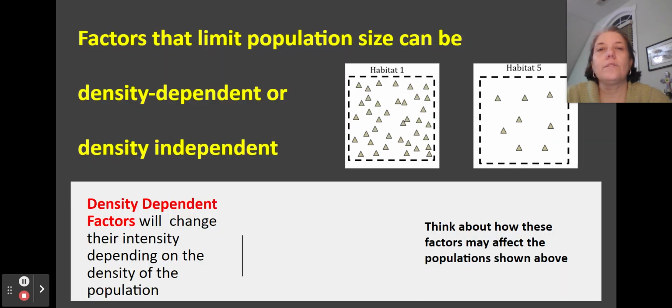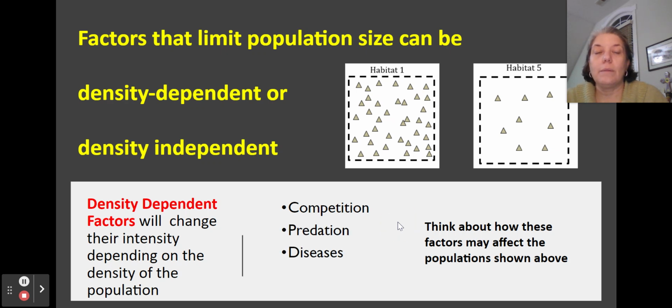Okay, we're going to look at some factors that limit the population size. So we know how we can increase or decrease, but what limits a population size? We have 2 types of factors. One factor is called density dependent, and one factor is called density independent. So a density dependent factor is going to change its intensity depending on the density of the population. Examples of density dependent limiting factors could be competition, predation, disease, or parasitism, and all of these 4 will change according to how dense the population is.